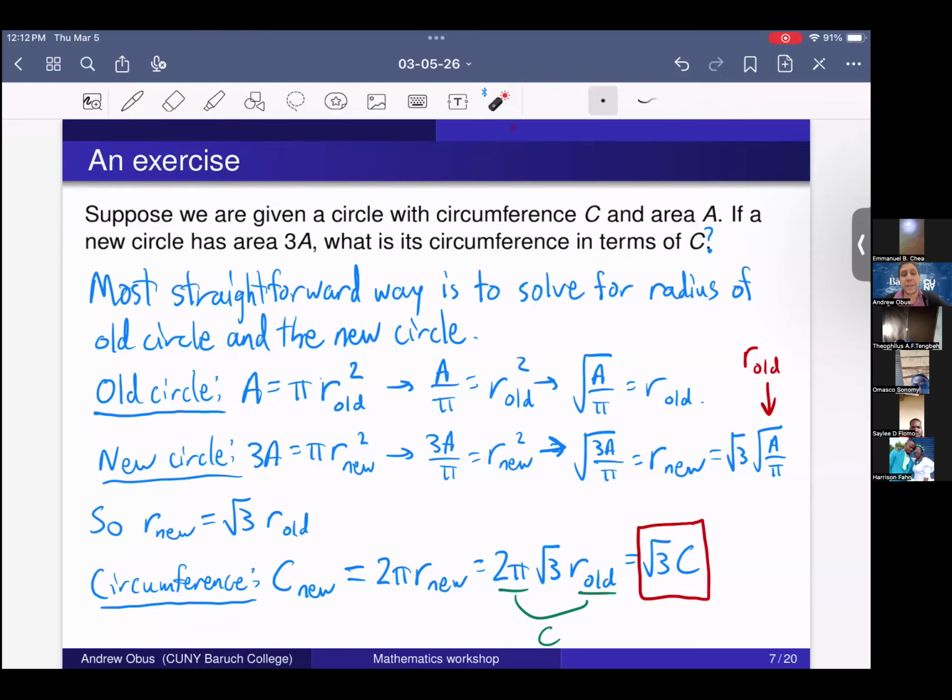But the point is, you're given stuff about circumferences and areas, but our formulas give both of those in terms of the radius. So if you want to go from circumference to area, usually you need to go through radius. So you're told something about area, you want to get something about circumference. First, you have to say something about radius. That's this part over here. You're getting formulas for the radius in terms of the areas. So the old radius is square root of A over pi, and the new radius is square root of 3A over pi. And then once you can say something about how the radii relate to each other, you can then say something about how the circumferences relate to each other.